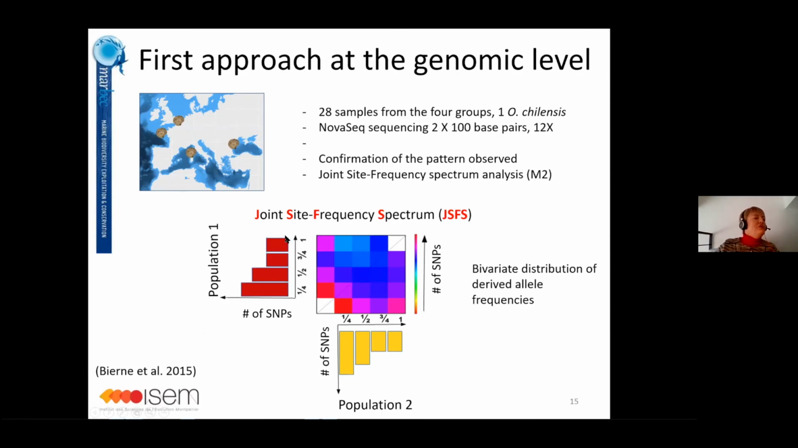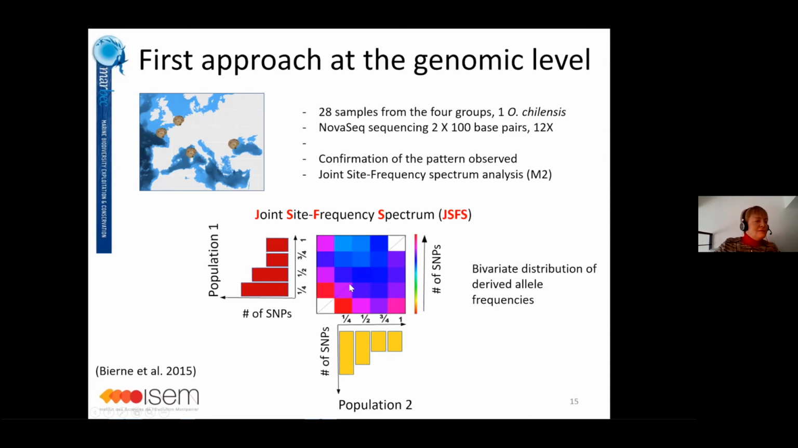So here you imagine that you walk along the genome, you stop on a window, and you look at the SNPs. In one population, you look at the frequency of the different SNPs, and you count the number of SNPs. Here, there is a high number of SNPs with a certain frequency, and you do that with all the different frequencies from 0 to 1. You do the same for the second population, and you end up with what is called this joint site frequency spectrum.